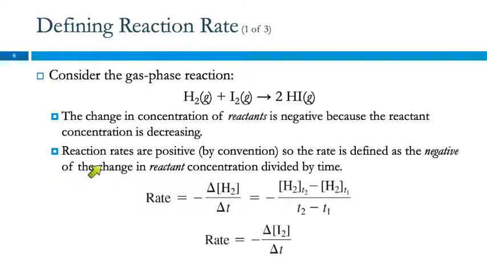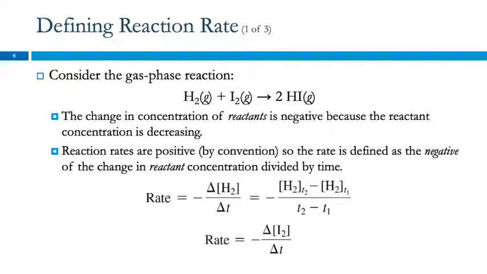For the rate, we always express the rates as positive, and that's just a convention. So we define the rate as the change in concentration over the change in time. If we're looking at a reactant, we have to put a negative sign in front of that. So this is the change in the hydrogen concentration divided by the change in time. That would be the hydrogen concentration at time 2 minus the hydrogen concentration at time 1, divided by time 2 minus time 1.